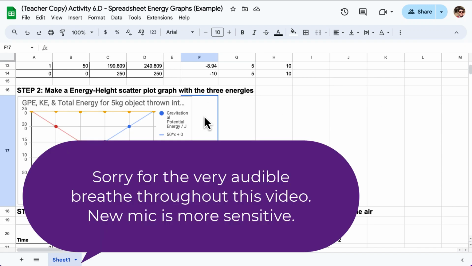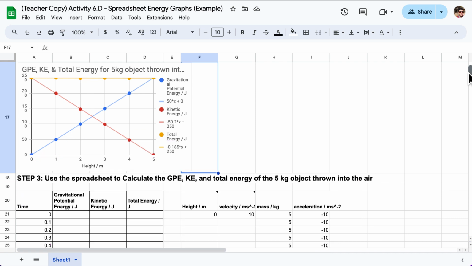Okay, now that I've resized that one, we are done with step 2, and we're going to move on to step 3. Step 3 does kind of the same process, but this time the height is not given to us. We're going to be graphing these energies versus time instead of versus height on the x-axis. So we're going to need to actually do some calculations for what the height is at different times. We'll also need to do some calculations for what the velocity is at different times. So we're going to go through that process.